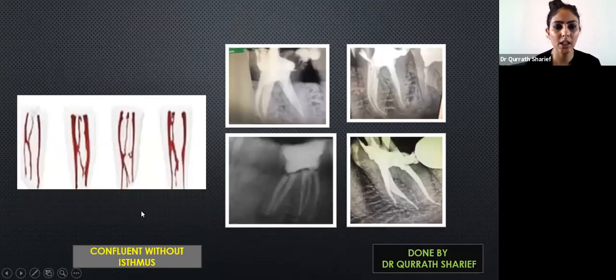And if you see confluent, this is one of the most common variations of the middle mesial. Most of the cases, they'll be fused to your mesiobuccal. If you see here in my first radiograph, it is fused to mesiobuccal. Again, it is fused to mesiobuccal. Again, it is fused to mesiobuccal. But there is no isthmus. So there are two types in confluent: one with isthmus and one without isthmus.